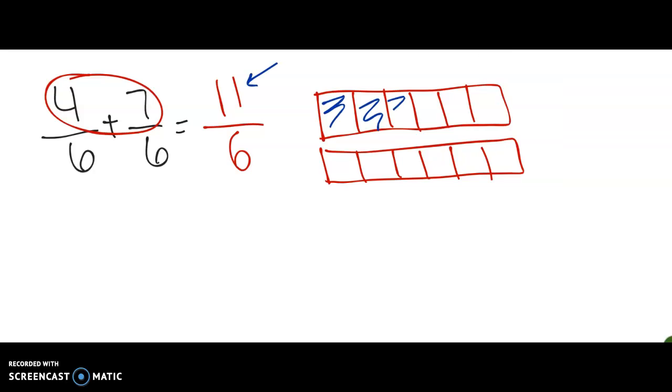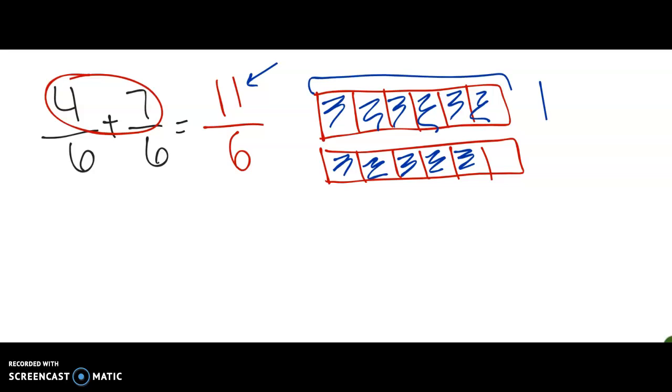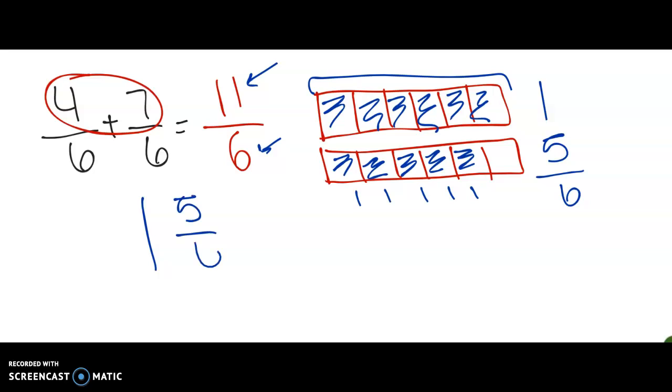So 1, 2, 3, 4, 5, 6, 7, 8, 9, 10, 11. So now I can see that I have 1 whole because this is all shaded in. And then I have 1, 2, 3, 4, 5. What's my denominator? 6 out of 6. So my mixed number would be 1 and 5/6. So with this, we're going to go ahead and solve another problem together, and then I'm going to give you a few problems to solve on your own.